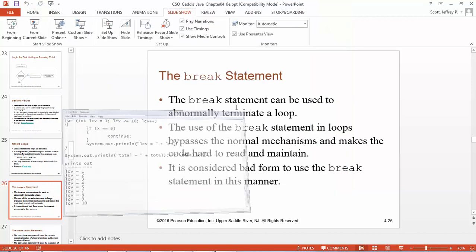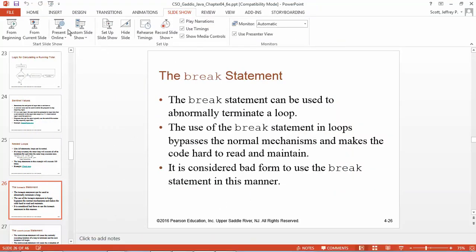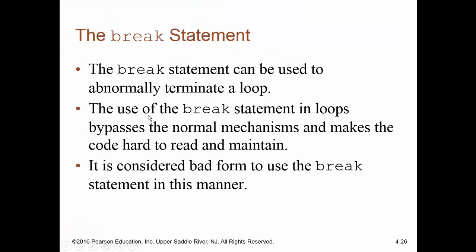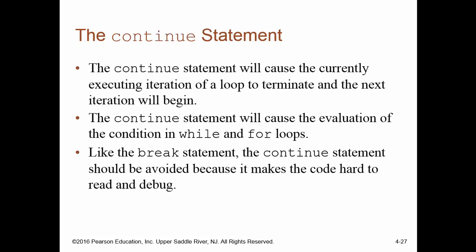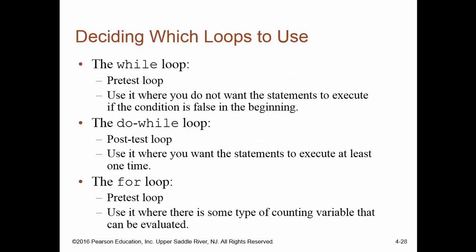So when you do a break, as it says right here on the slide, it can be used to abnormally terminate a loop. All right, it's considered bad form to do it, but sometimes you have to for whatever reason. Continue, all right, which is another one that really isn't recommended that you use, causes the current loop iteration to terminate and the next iteration to begin.